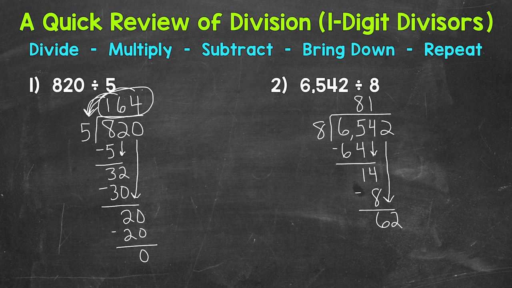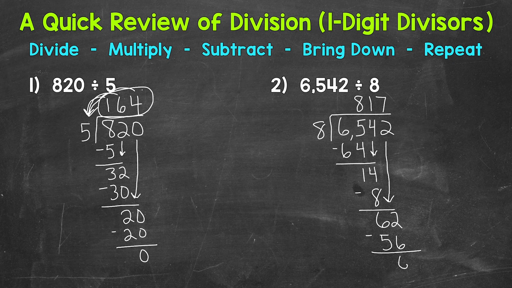So now we have 62 divided by 8. We repeat. So how many whole groups of 8 can we pull out of 62? How many whole groups of 8 are in 62? Well, 8 times 7 is going to be 56, and then 8 times 8 is 64. We don't quite have enough for 8. It's going to be 7, which gets us to 56. So let's write our 7. Multiply 7 times 8, 56.